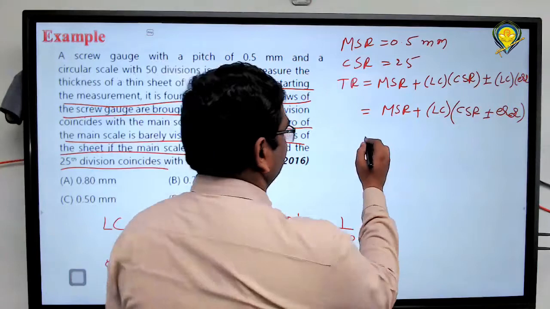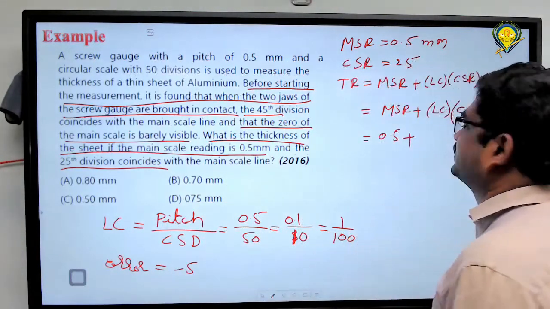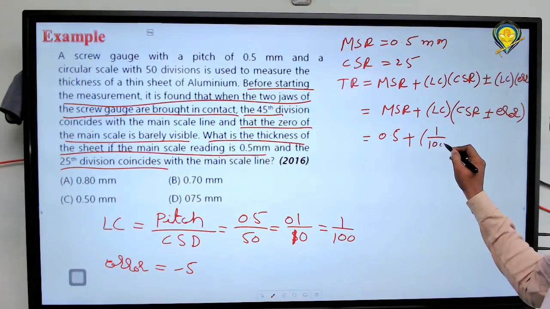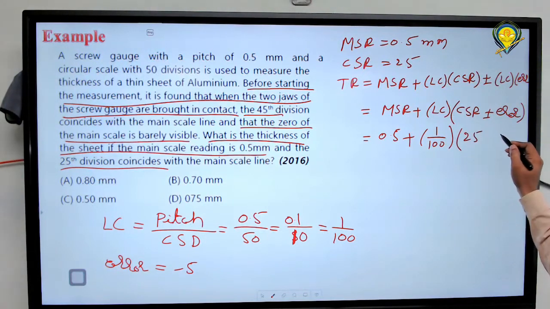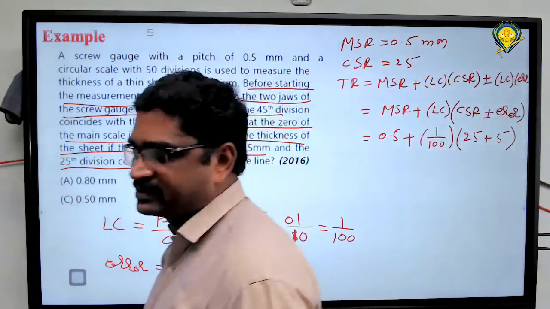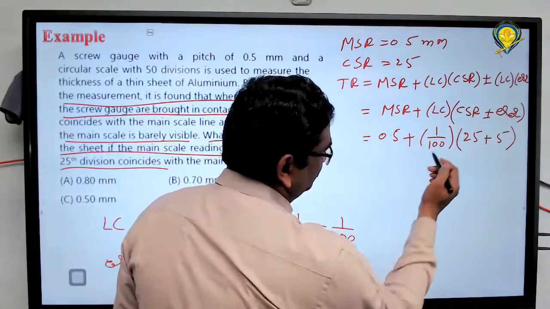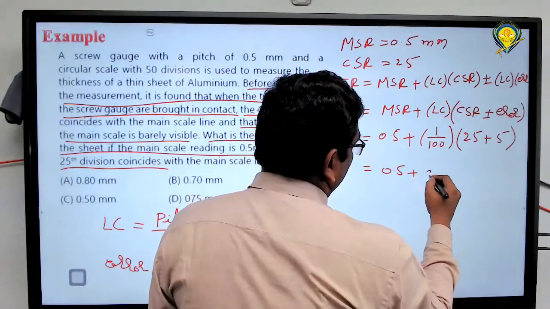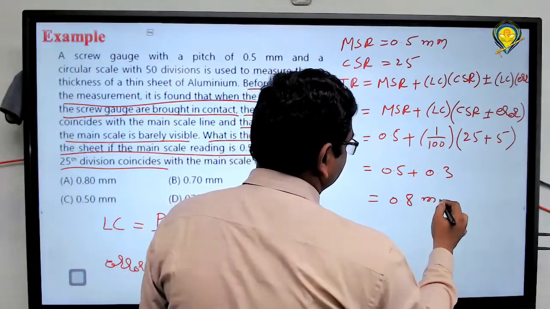Now substitute the values. What is the main scale reading? 0.5 mm. Least count 1 by 100. Circular scale reading 25. Plus 5 or minus 5? Plus 5. So substitute like that, then you will get the answer in one step. So this is 30 by 100. 0.5 plus 30 by 100, 0.3, 0.8 mm.